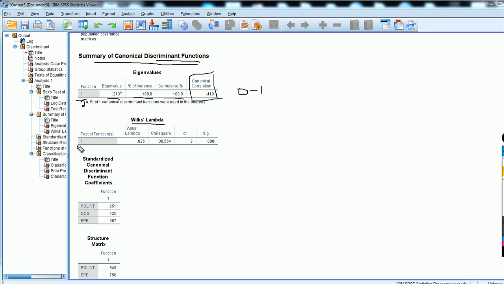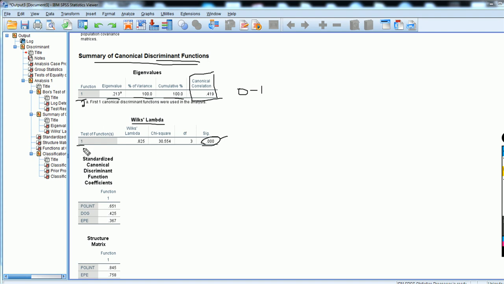Down here we have a test of our functions, and with only a single discriminant function, we have just a test that addresses the question of, is there a significant relationship between our discriminant function and our grouping variable? Using a conventional 0.05 threshold for rejecting the null, we can see our p-value right here is clearly less than 0.05, and so we would reject the null and infer that there is a statistically significant relationship between our discriminant function and our grouping variable.